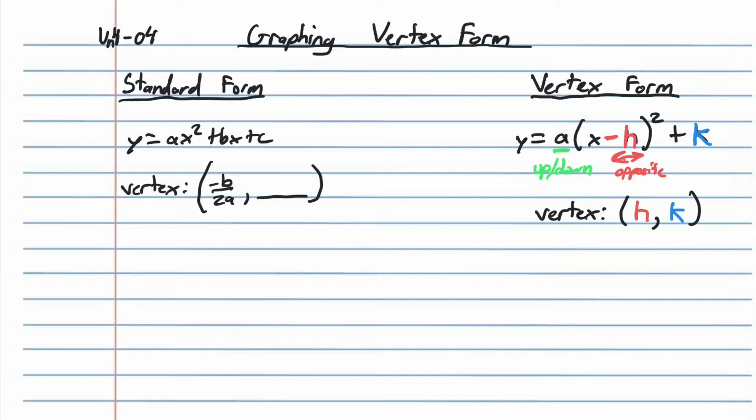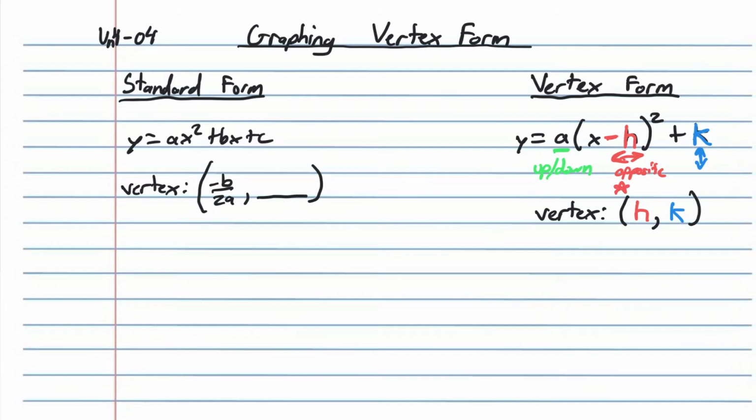The k value controls the up and down parts, but there is no change. It's just wherever k is. If k is positive, then the vertex is positive. If k is negative, then the vertex is negative. So the one to watch out for is definitely that h value. I would put a star next to that. Make sure you make that little note.